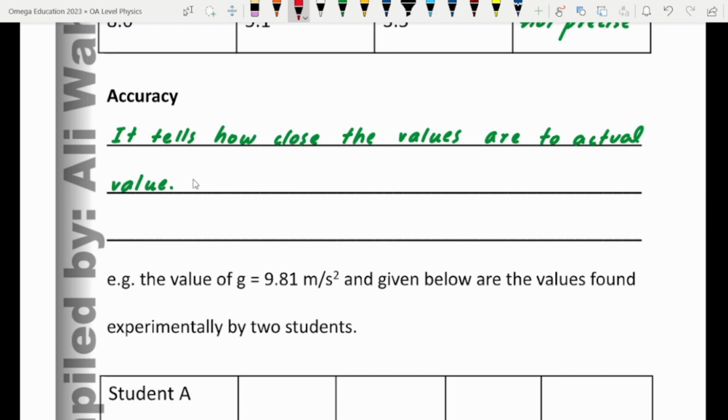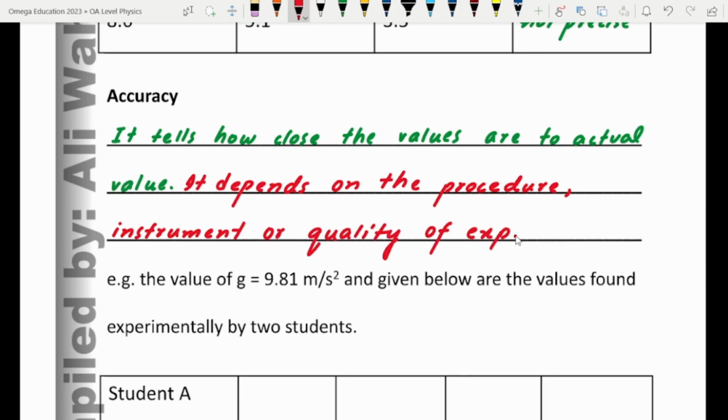So for the accuracy we have these two things. In simple words, accuracy is how close the values are to the actual value. For example, if you want to measure the thickness of a sheet of paper, and you are using a meter rule or a tape measure for it, then the accuracy would be reduced.